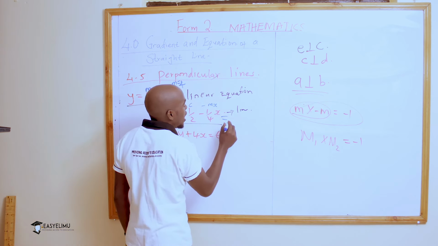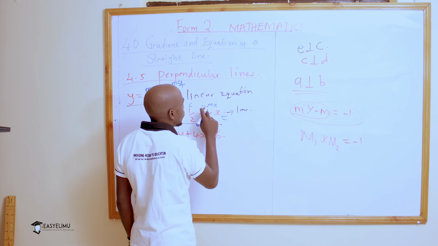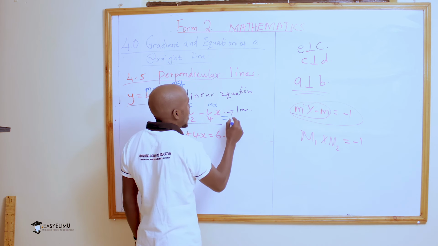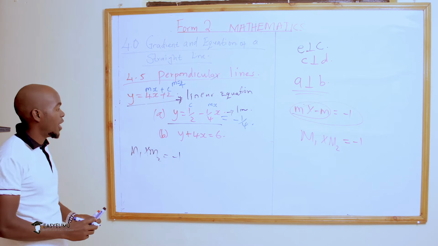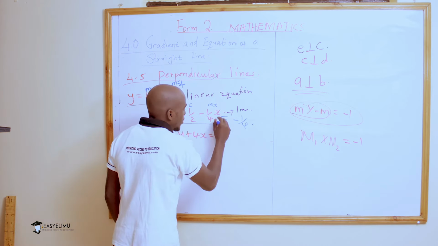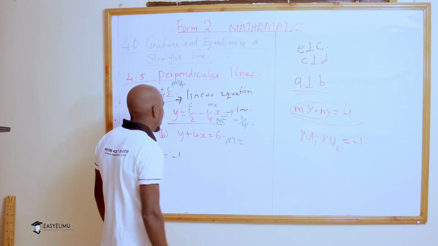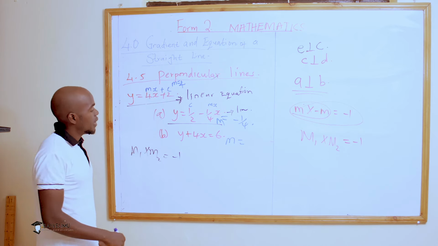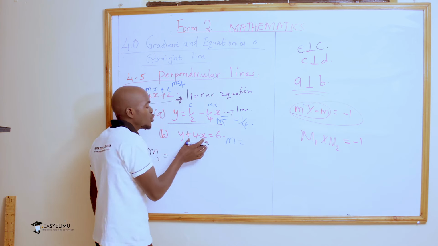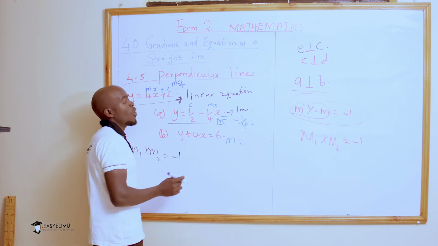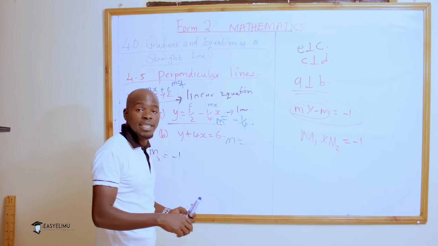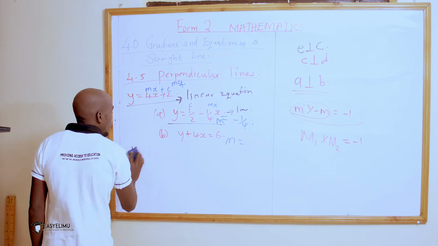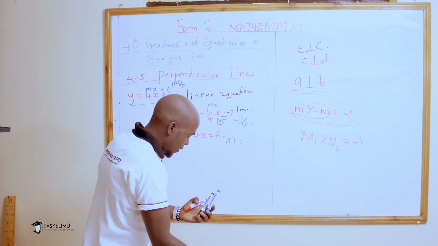So meaning m here is equal to negative a quarter. That is the coefficient of x. And here, m in equation B, first you need to rearrange this. This is not in the form y equals mx plus c. What you need is first to rearrange it into the form y equals mx plus c.